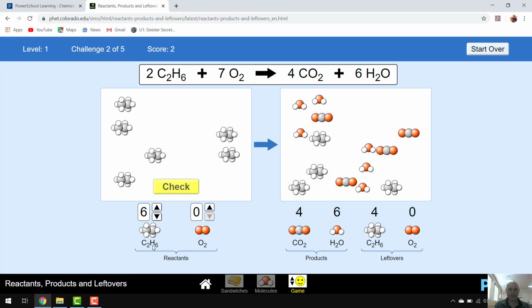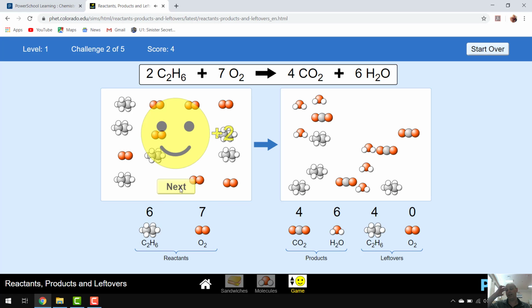I'm not going to count up the hydrogens. Those should be the same. So now let's look at the oxygens. Those are the orange balls. 1, 2, 3, 4, 5, 6, 7, 8, 9, 10, 11, 12, 13, 14. So in order to get 14 of those on this side, I need 7 moles because it's O2. And I check, and I got it.